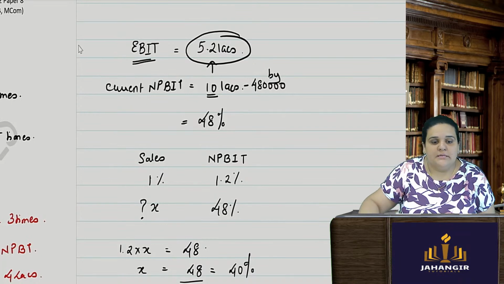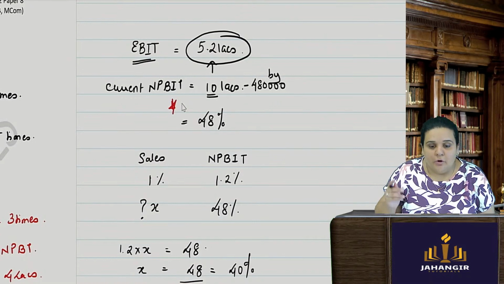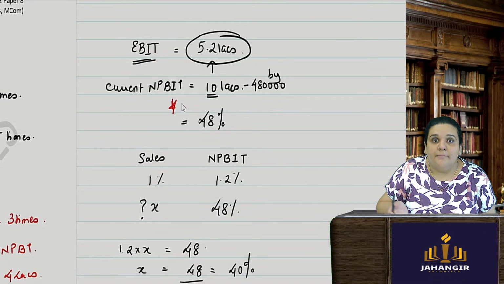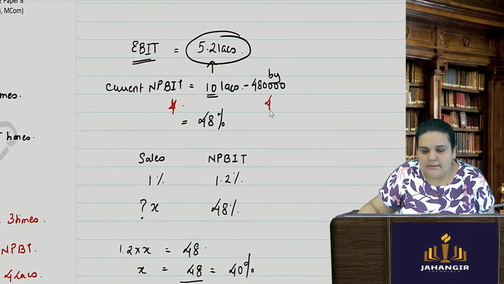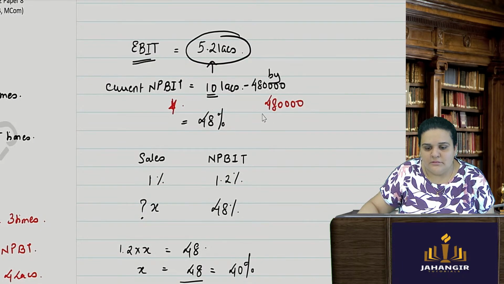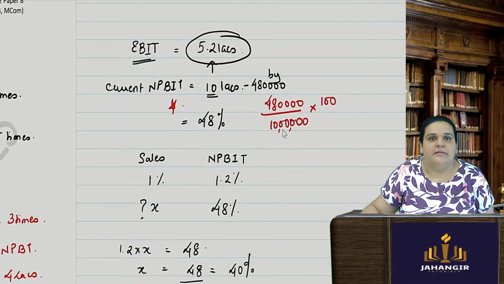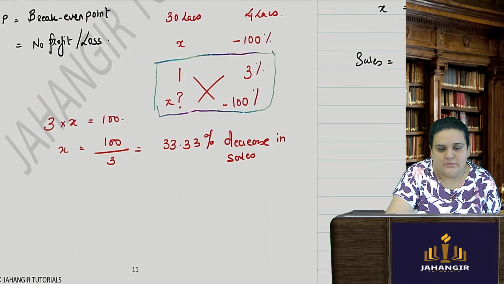What was to be found was the percentage. In order to come to 5,20,000, I will have to decrease by 4,80,000. So how much percentage change is happening over here? 4,80,000, if you want, divide by 10 lakhs, into 100, 48%. Okay, so this is the other question attempted.